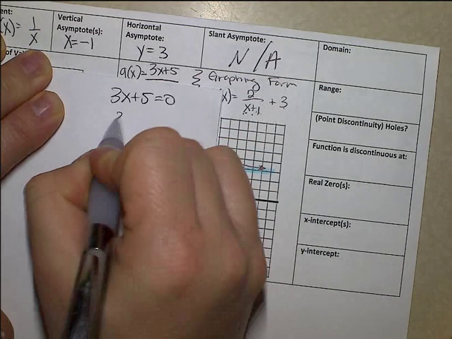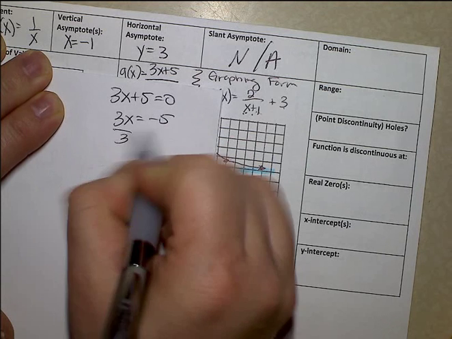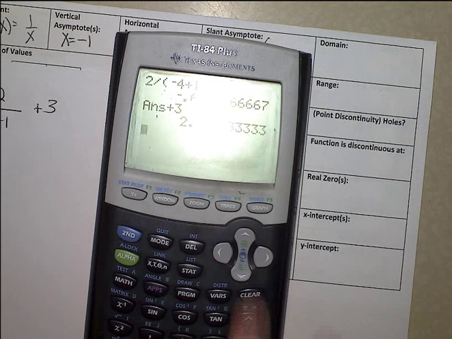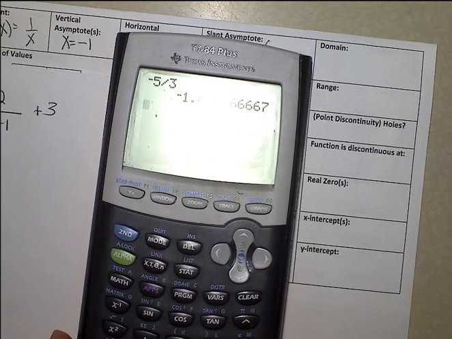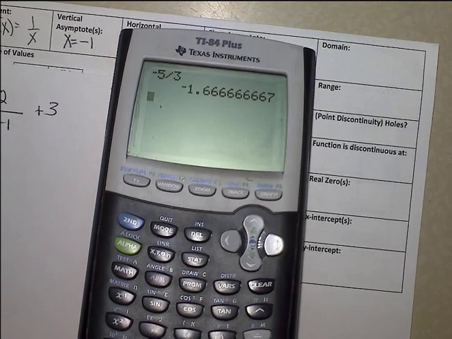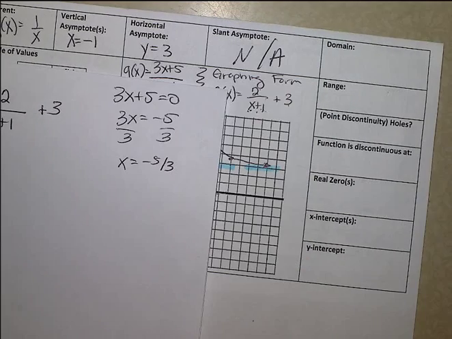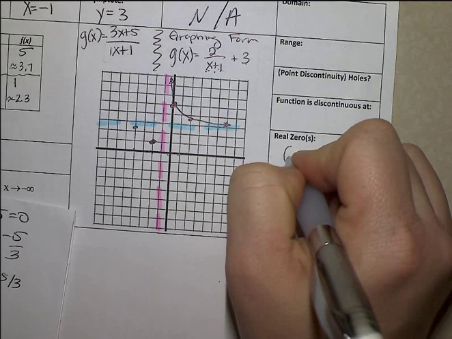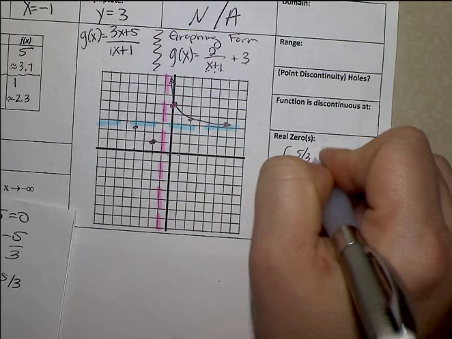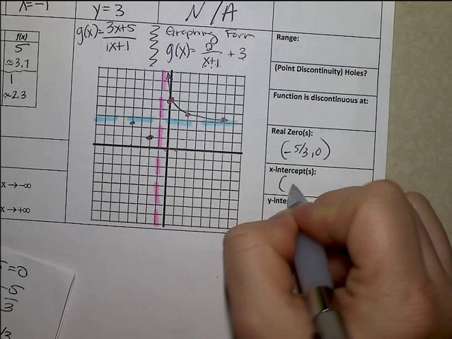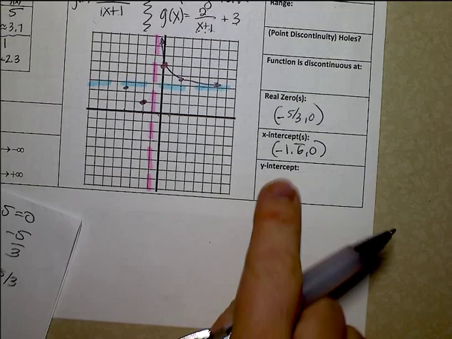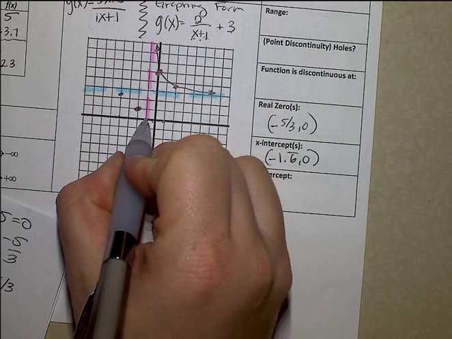Subtract 5 to the opposite side. I'm going to put it into a decimal. Negative 1.6 repeating. And you can put it as a fraction, or I'm okay with you putting it as a decimal. So go over to negative 1.6, approximate.